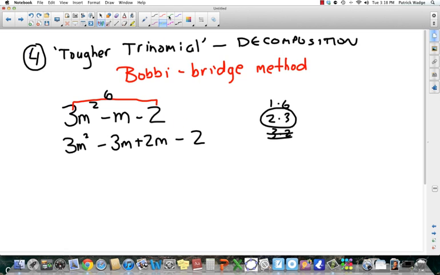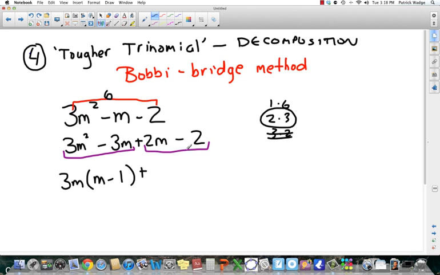Okay, now what we do is we pair them up. So we're going to pair up the first two and the second two. And in each case, you ask yourself, what's the greatest common factor here? Well, the greatest common factor of 3m squared and 3m is 3m. What do you multiply 3m by to get 3m squared? M. What do you multiply 3m by to get 3m? 1. Plus. Put that sign, whatever sign it is. If that was a minus, you'd put minus. But it's a plus, you put plus.